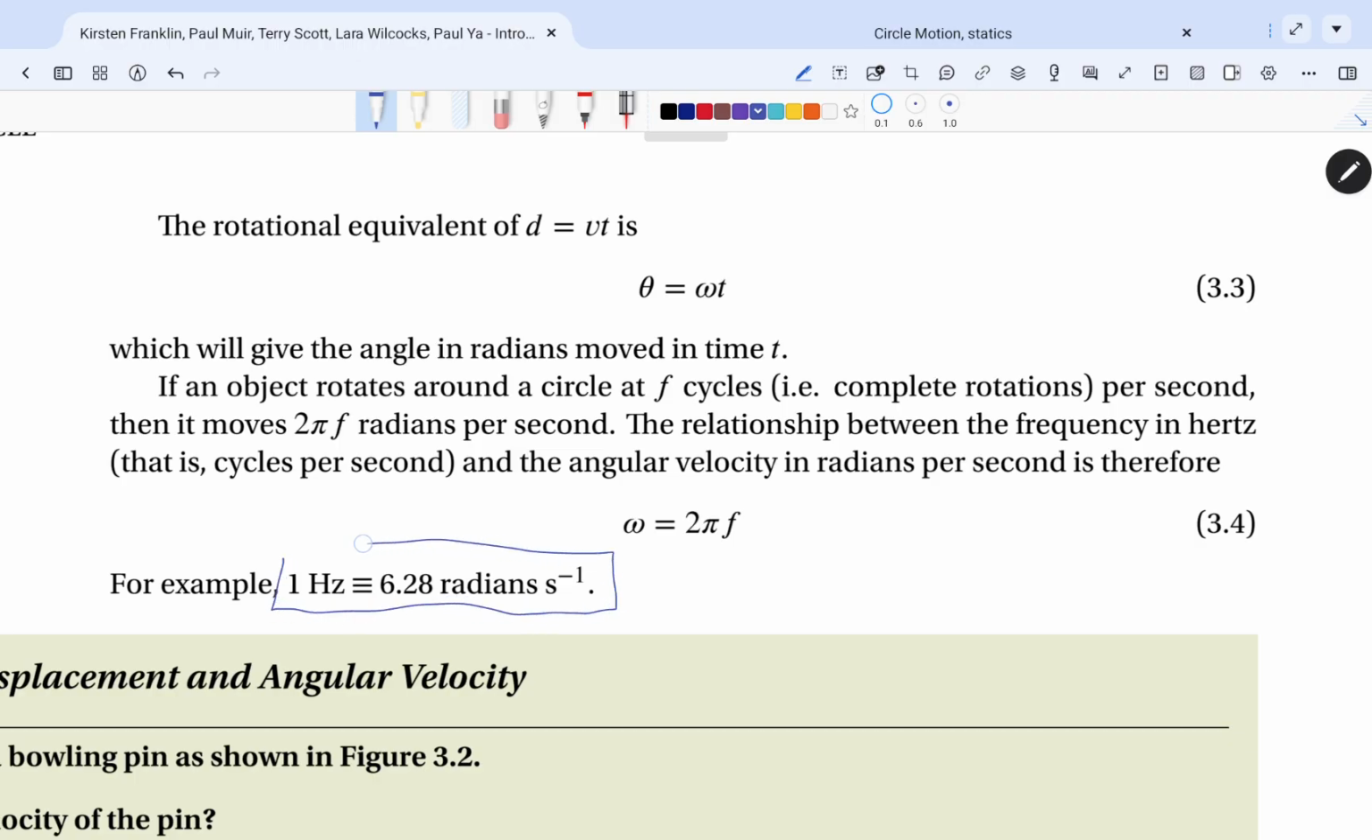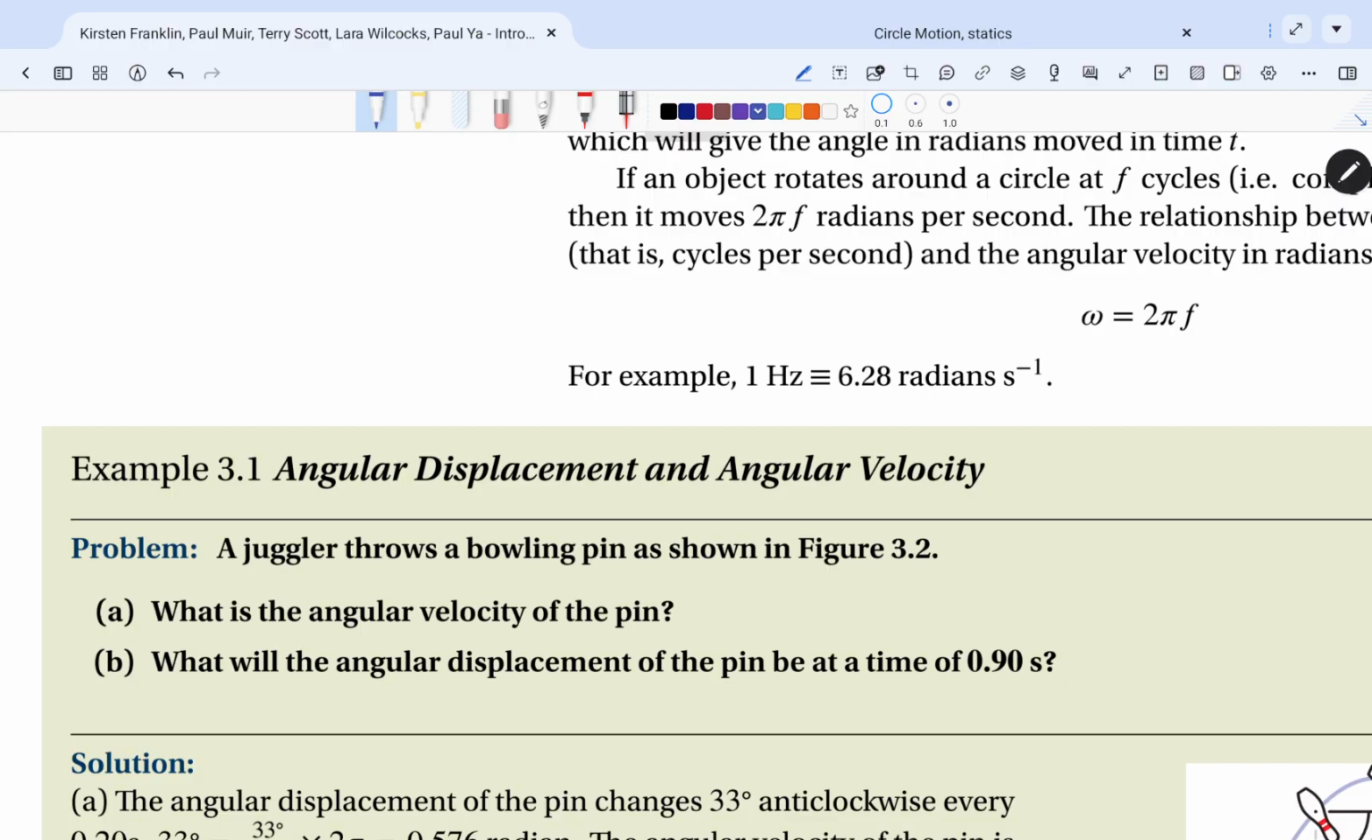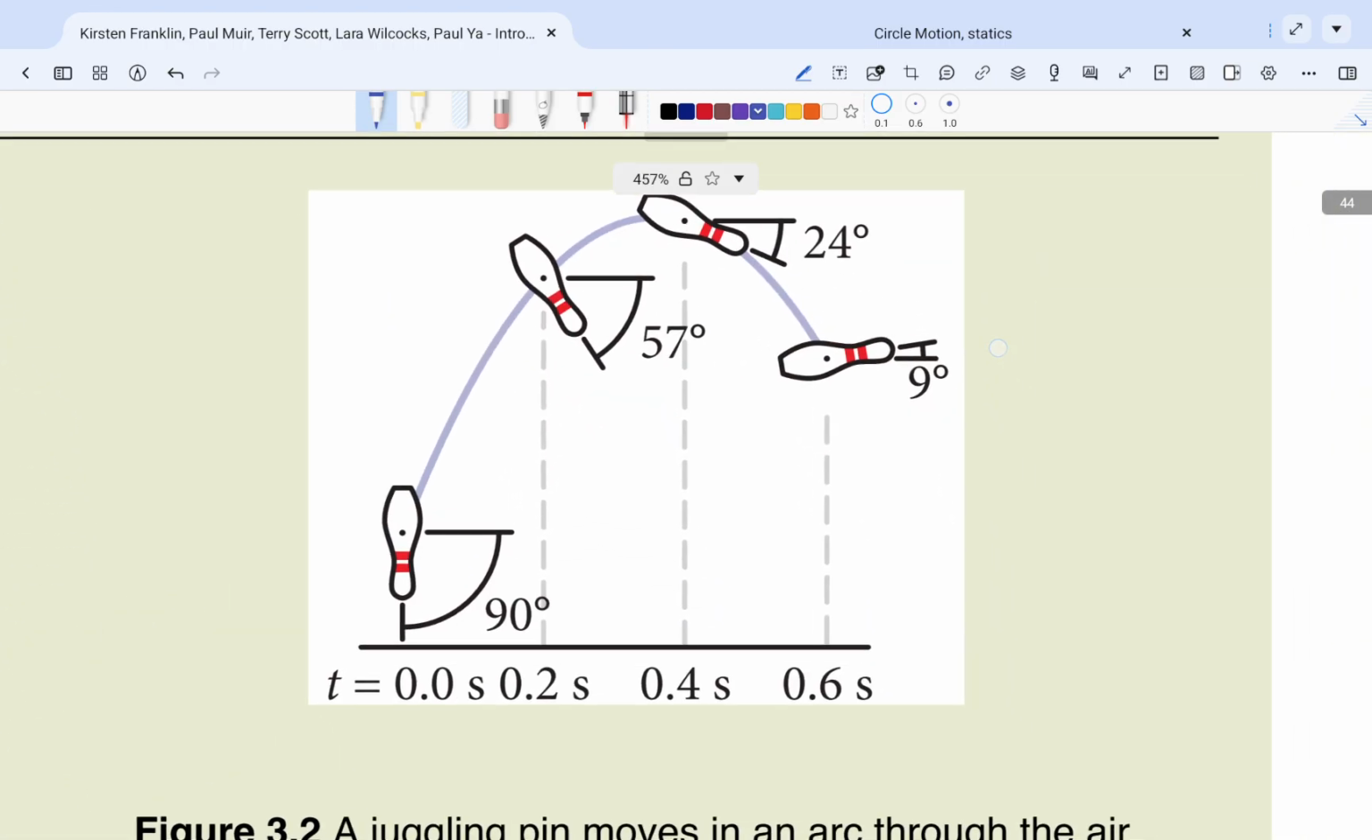They give you a formula sheet. I hope they write it down there, otherwise you might want to write it in your cheat sheet for the exam. This is something to remember. Okay. A juggler throws a bowling pin as shown in figure 3.2. What is the angular velocity of the pin and what will the angular displacement of the pin be at 0.9 seconds? Let's first figure out the angular velocity.